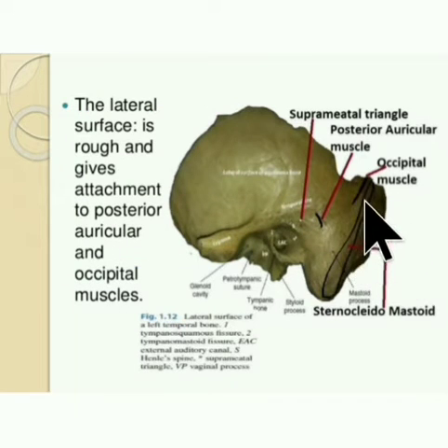It consists of a lateral surface and a medial surface. The lateral surface is rough and gives attachment to the posterior auricular muscle here and the occipital muscle on this portion.